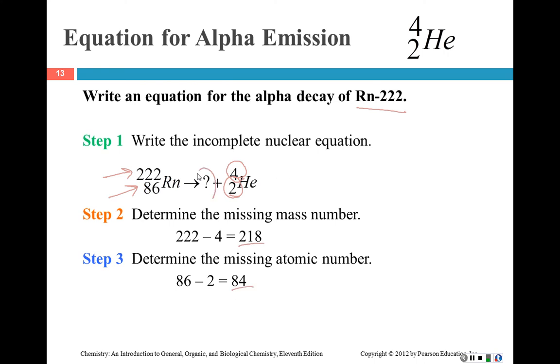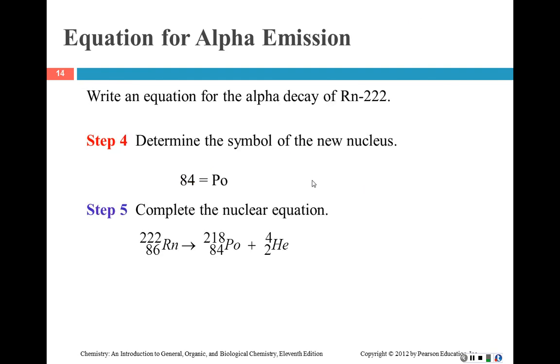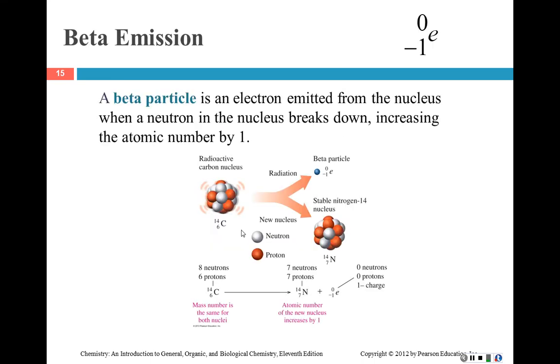So this right here is going to become 218 and 84 on the bottom, and so you've got to figure out what that 84 goes with. If you look at the periodic table, you'll see that 84 is polonium, and so 218 over 84, and the new symbol is polonium, and that is it. Okay, you don't have to do all this back and forth stuff. All you have to do is make sure that your masses and your atomic numbers balance.